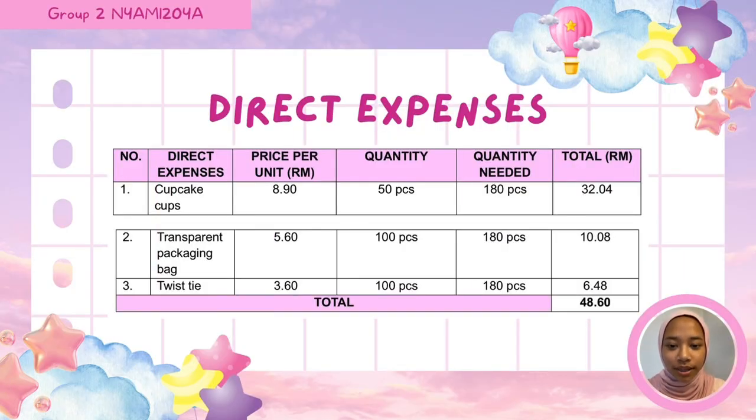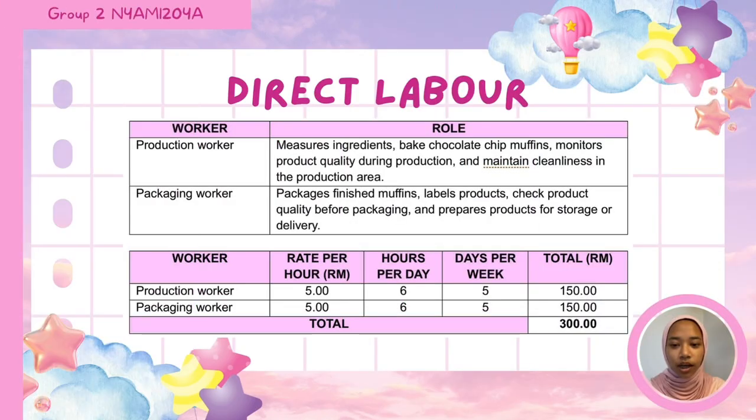Our direct expenses also consist of product-specific packaging consumables required to secure the goods. For a 180 unit batch, this requires 180 individual cupcake cups, 180 transparent packaging bags, and also matching twist ties, totaling RM48.60. Our direct labor tracks the explicit remuneration of our operations team.